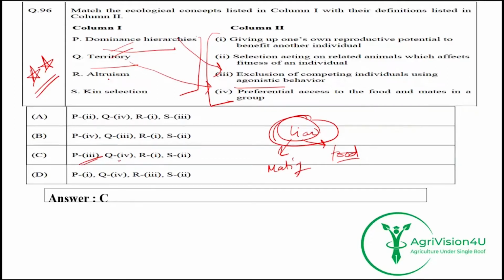Fine. Then we have altruism. Altruism is when you give up your own reproductive potential to benefit another individual. Fine. When you give up your own worth for the other individual, and there is no profit to the individual which gives up. Fine. So altruism would be this R1, and the last is kin selection. Kin selection means selection acting on related animals, which affects the fitness of an individual. So the correct answer would be C. We have matched it all. Fine. So this was a good question.